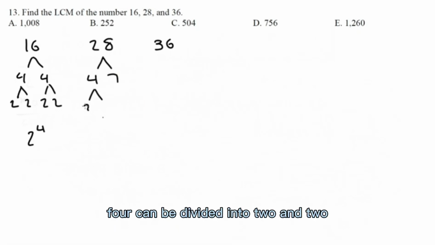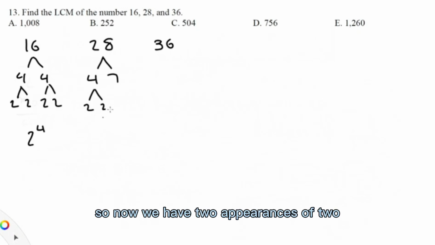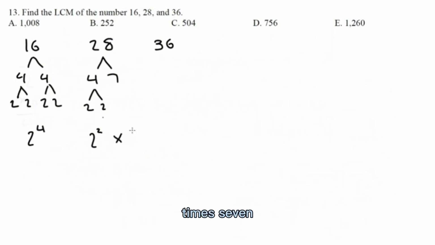4 can be divided into 2 and 2. So now we have 2 appearances of 2 and we have a 7. So that's going to be 2 squared times 7. Alright, next we have 36.